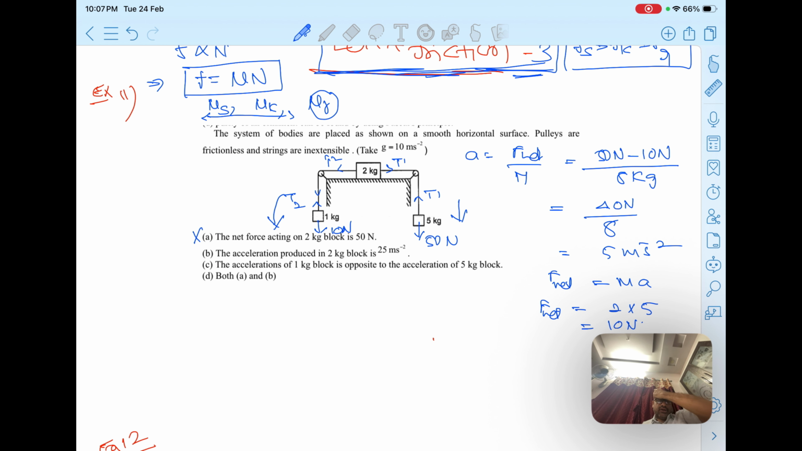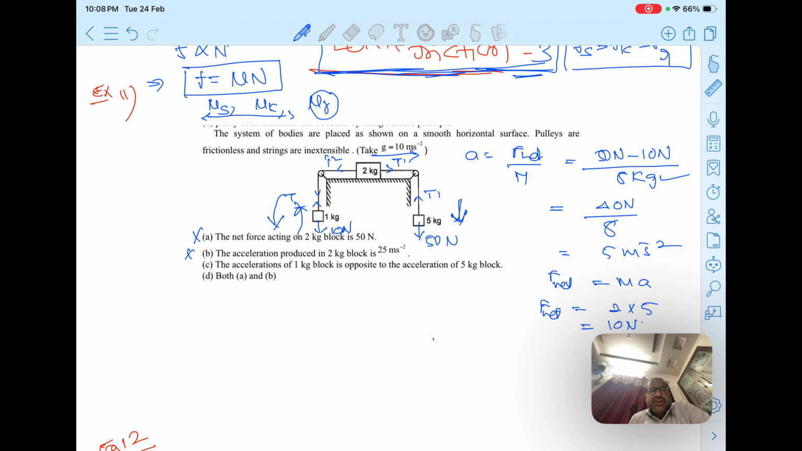Now, see why we have taken the total mass: because of this net force of 40, the entire system of blocks is moving. That's why we took total mass as 8 here. Now, acceleration produced in the 2 kg block is 25 meter per second square. See, strings are inextensible. When the entire system is moving rightward, this will be going downward, this will be going upward, this will be going rightward. Strings are inextensible, so they will have the same acceleration, not different. So this answer is also wrong.